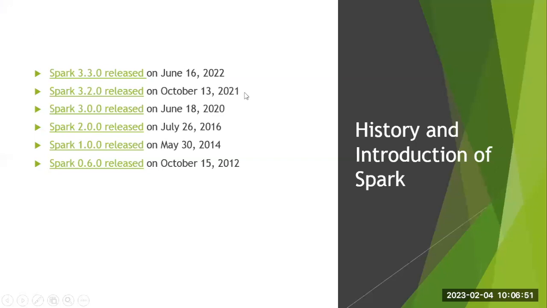So at least as an admin, or what we can say, as a big data learner, we should know what is the latest version of each component which we are learning. Okay, so that's the purpose I just mentioned here, in the very first slide.